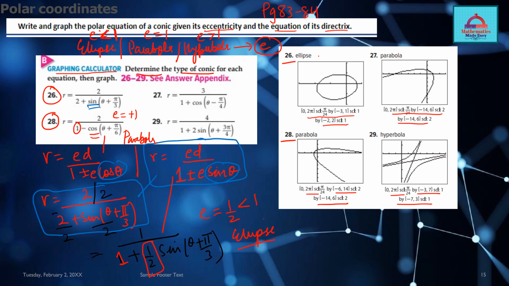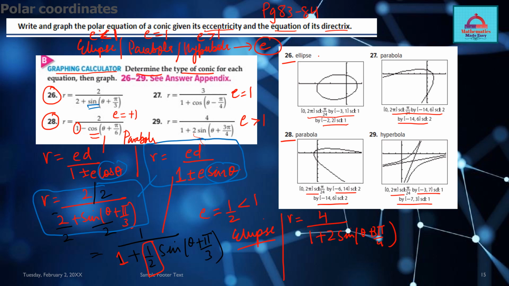Similarly, here also the value of E is 1. So it's a parabola. And for the last one, the value of E is more than 1, so it's going to be a hyperbola. Let me do a little bit for this also, just to help you out. So R is equal to, now there is a 2 here, there is a 1 here, so it's very easy to identify that 4 over 1 plus 2 sine theta plus 3 pi by 4.